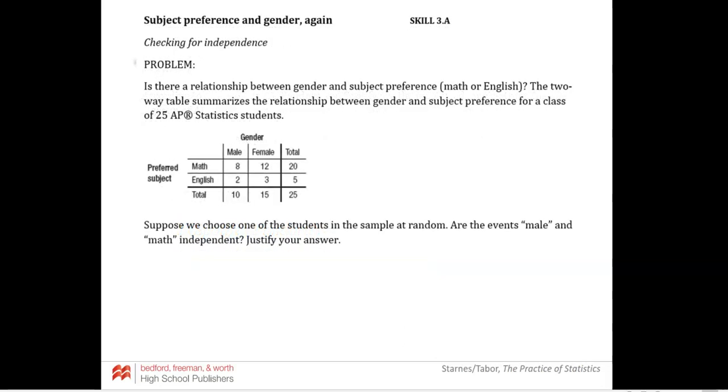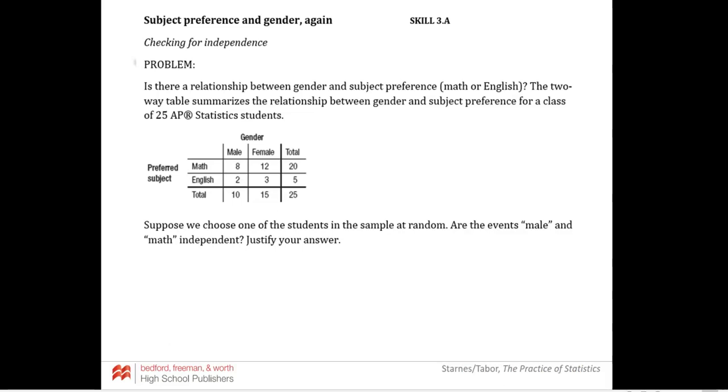Is there a relationship between gender and subject preference? That's interesting. This two-way table summarizes a relationship between gender and subject preference for a class of 25 AP students. They just had one class of AP Stat students, and right away, that's a little bit biased, right? You're already taking AP Stats, so not every student takes AP Stats, only the best, right? Suppose we choose one of the students in the sample at random. Are the events male and math independent?